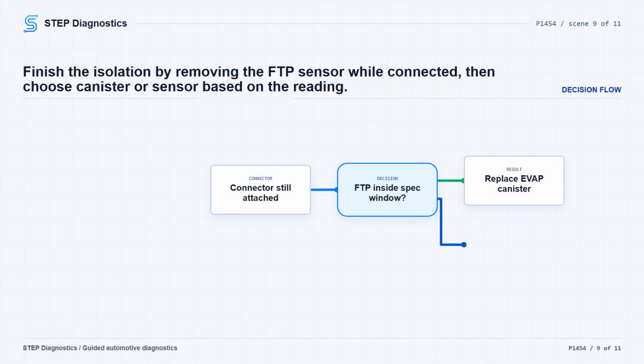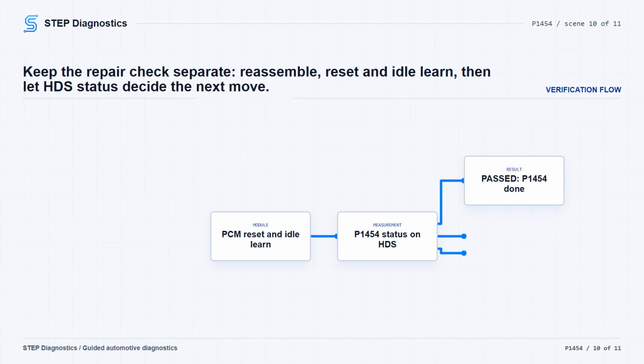Check the FTP sensor value one more time against -0.67 to 0.67 kPa. If the value is in range with the sensor removed, the FTP sensor port is OK and the EVAP canister has an internal blockage. Replace the EVAP canister, then verify the repair. If the value is still not in range, replace the FTP sensor, then verify the repair. Keep verification separate from the testing path.